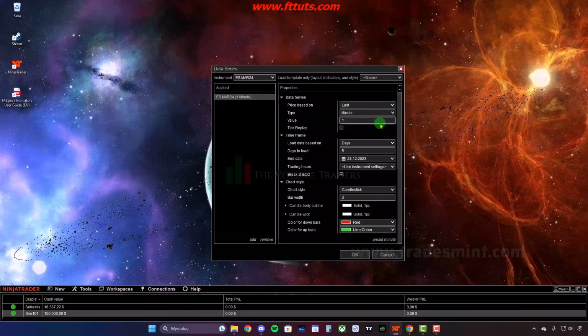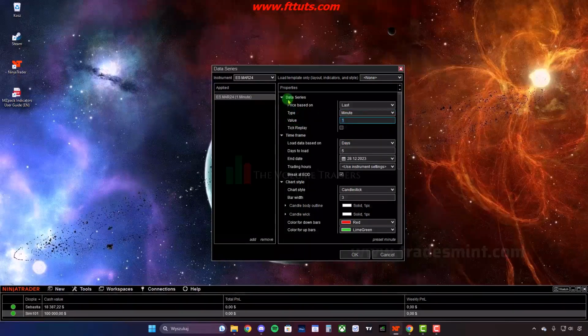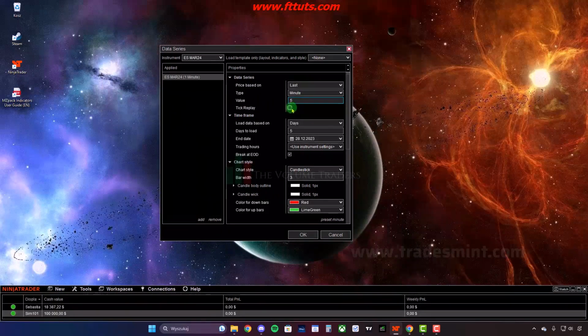On the right side, you have to choose which time frame you want to open. Of course, later we can change this. It's just the initial chart.